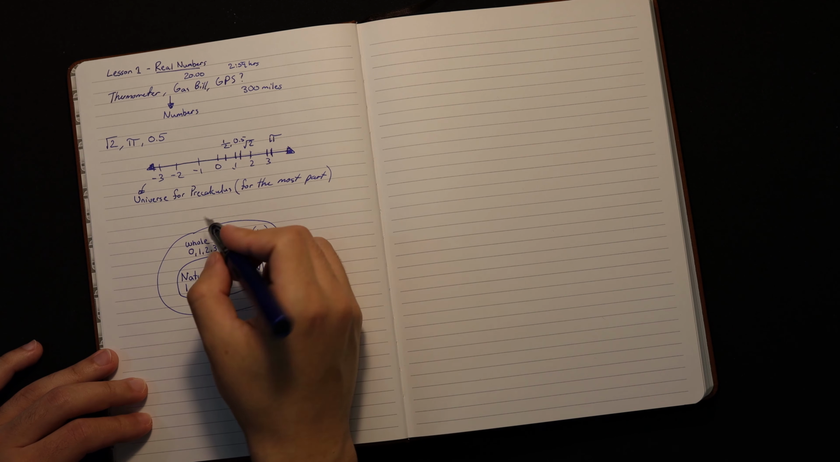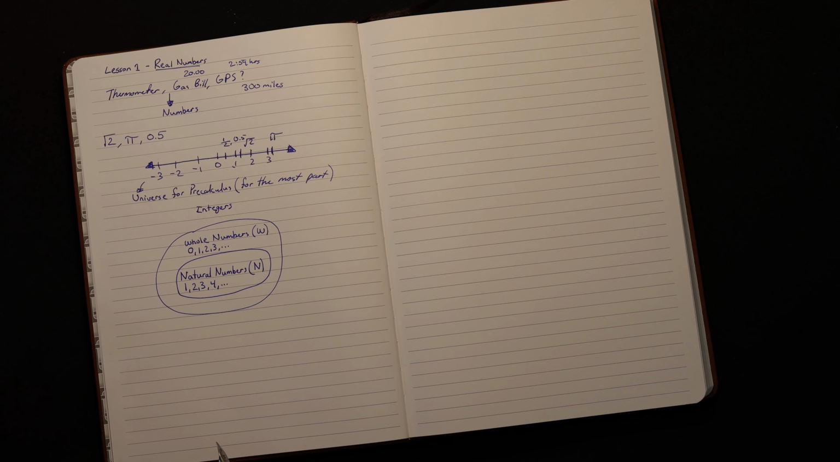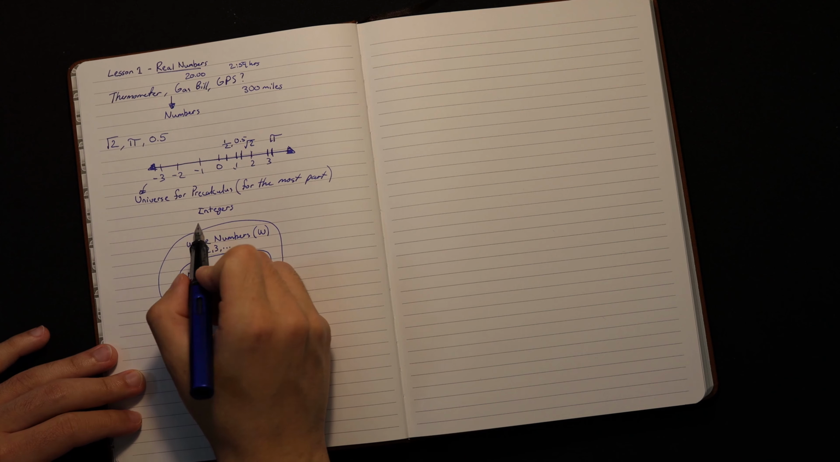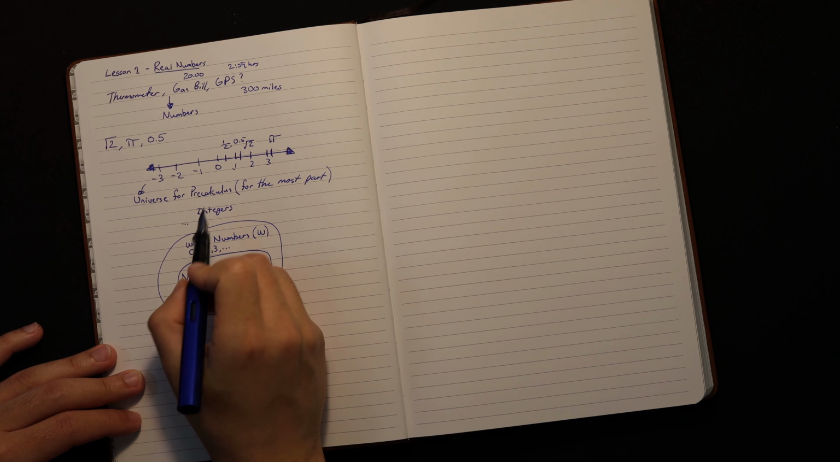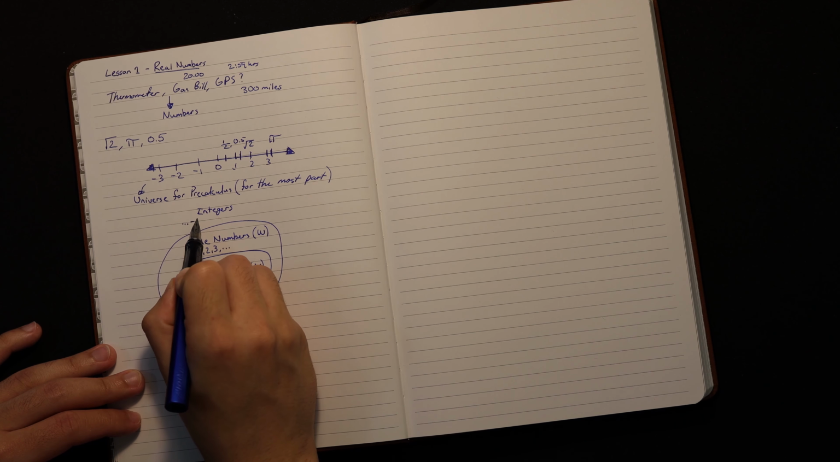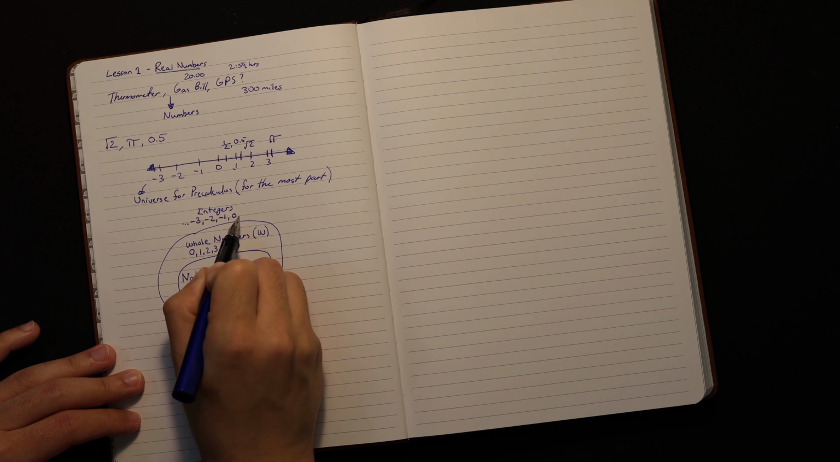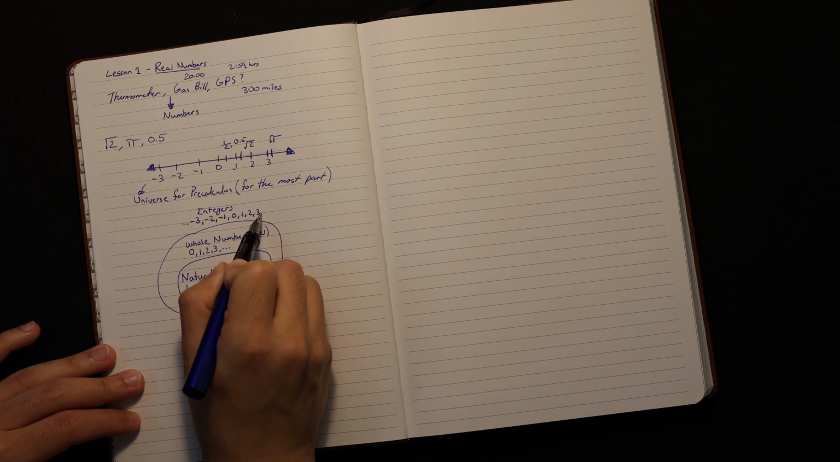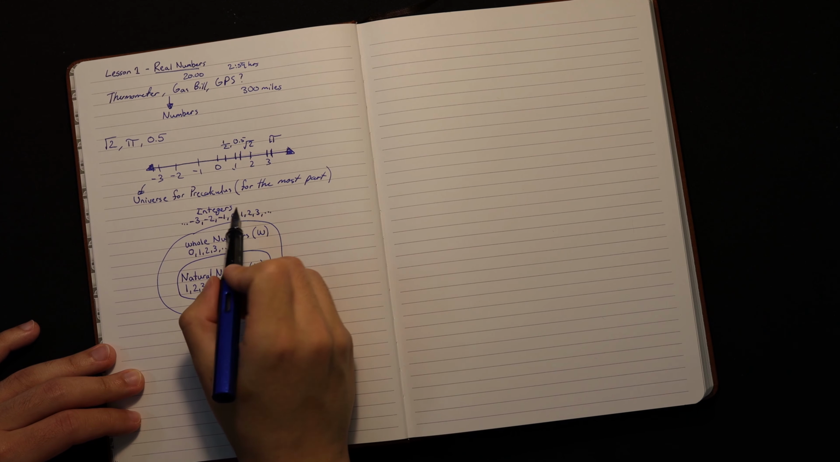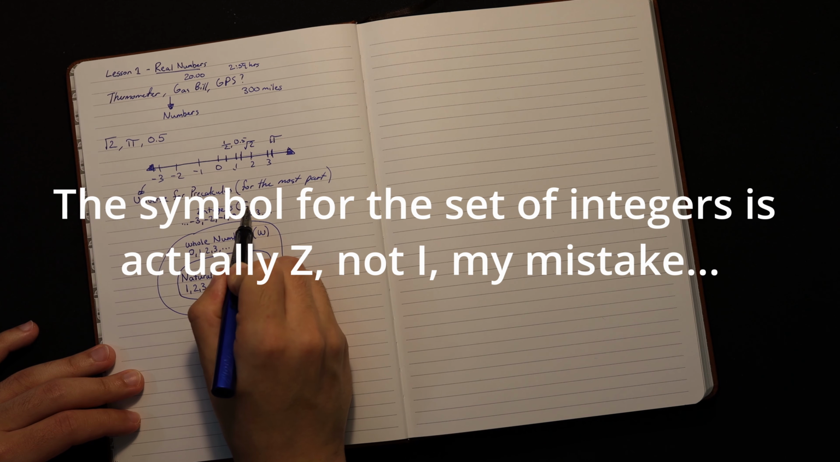Next, we have the integers. Integers include all the whole numbers and their opposites. So I'm going to have ellipses that go all the way to negative infinity, and I'm just going to write down a few examples: -3, -2, -1, 0, 1, 2, 3, and so on. The integers are symbolized by the capital I.